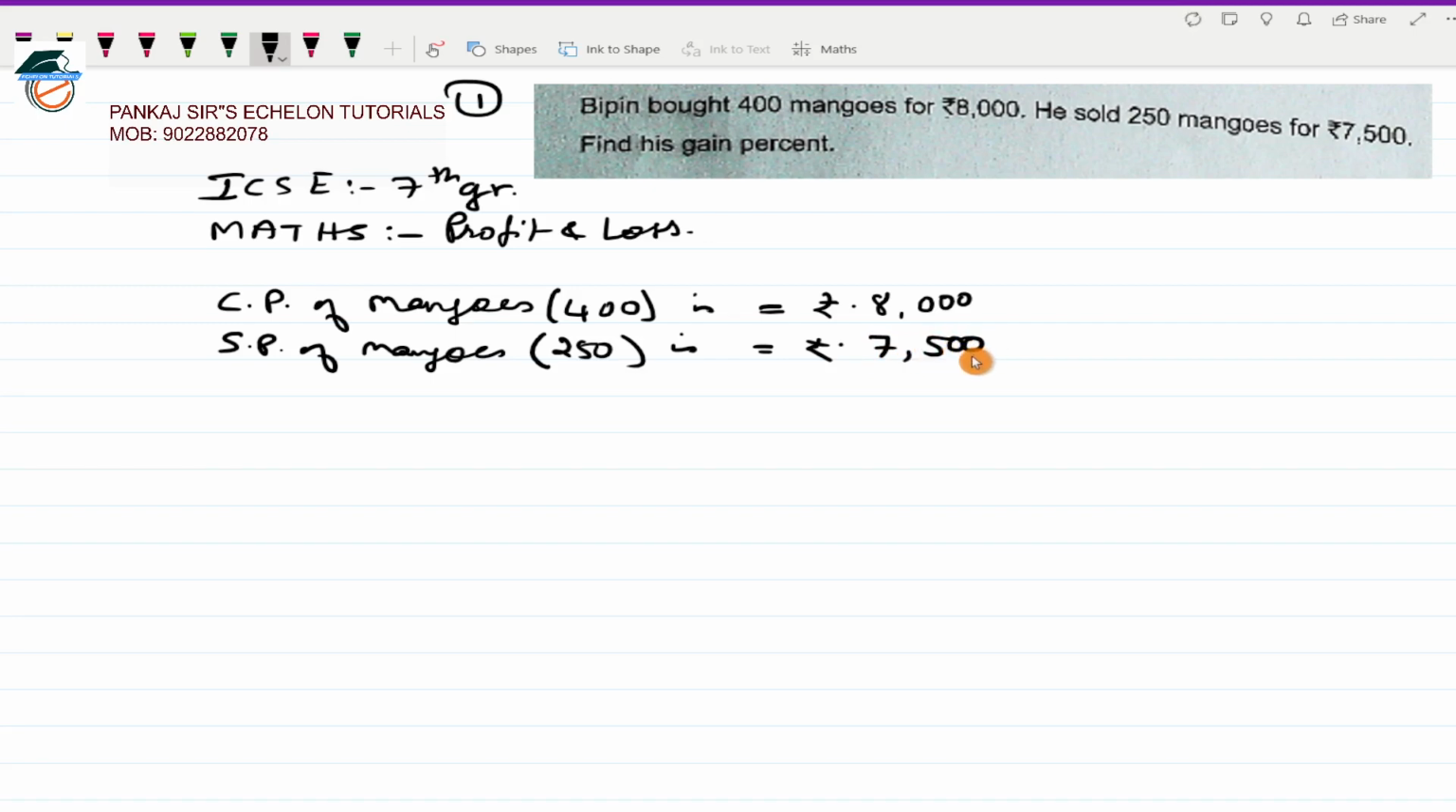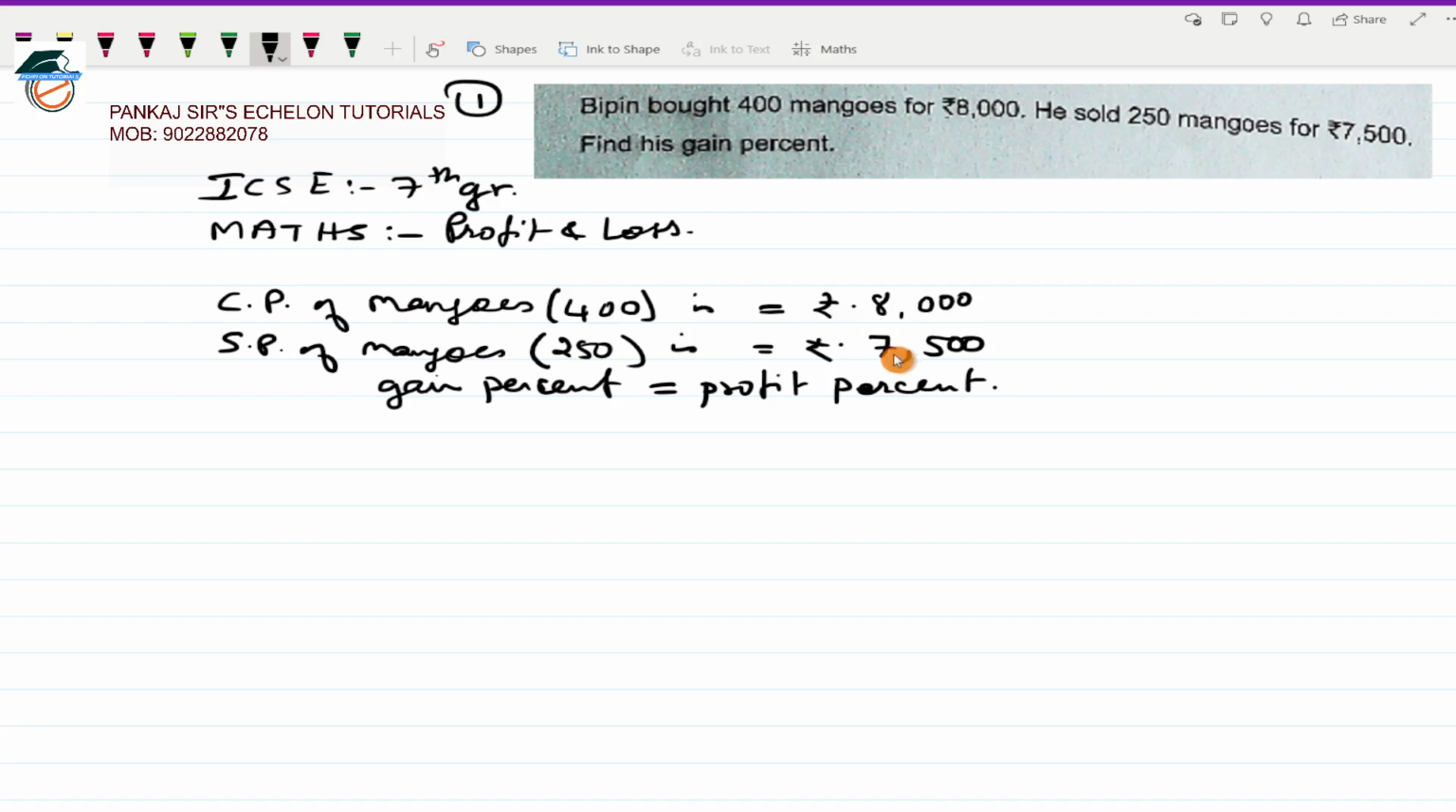Okay, fine. Find the gain percent. So he has asked you to find out the gain percent. Now let me tell you, this gain percent is the same as what we call profit percent. Okay, so no confusion about that. Gain percent is the same as profit percent. So you are supposed to find out the profit percent in this transaction.